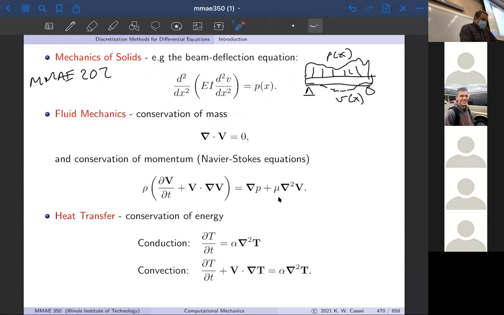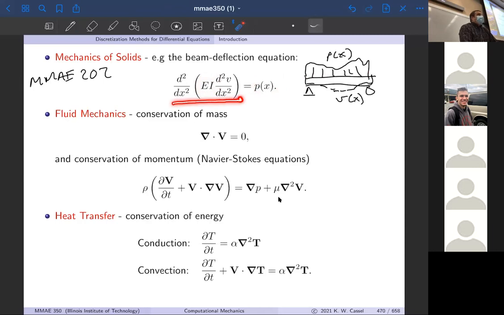E and I, those are properties of the material and the shape, Young's modulus and the moment of inertia. P, as I said, is the applied load. P is a function of X. Solve that differential equation. Is it linear or nonlinear? E and I are just constants. P is a known function of X. So first of all, what order is it?